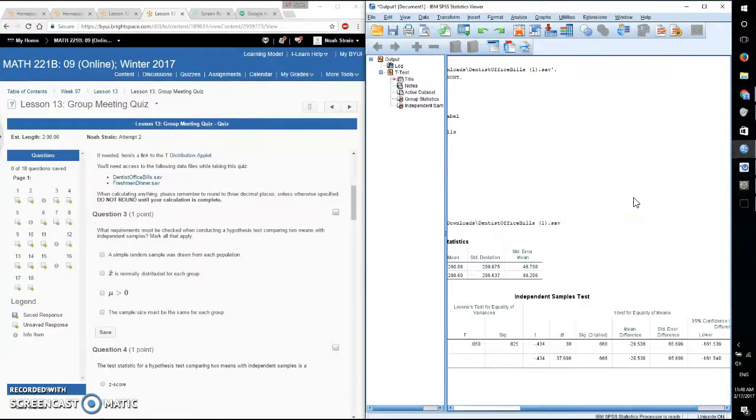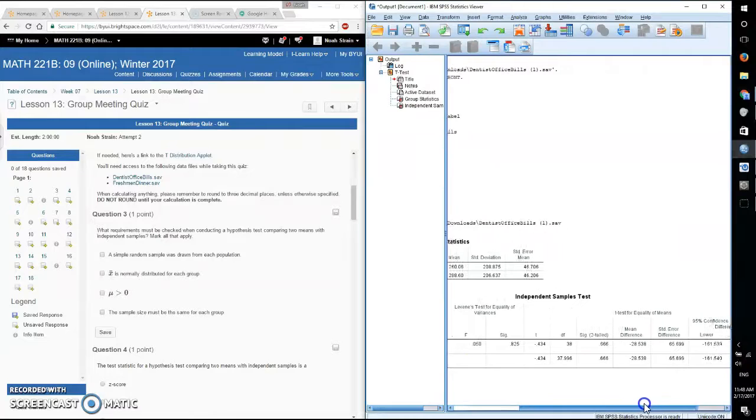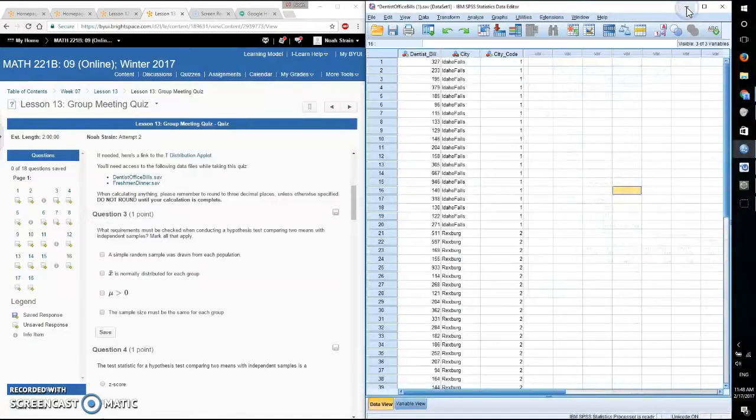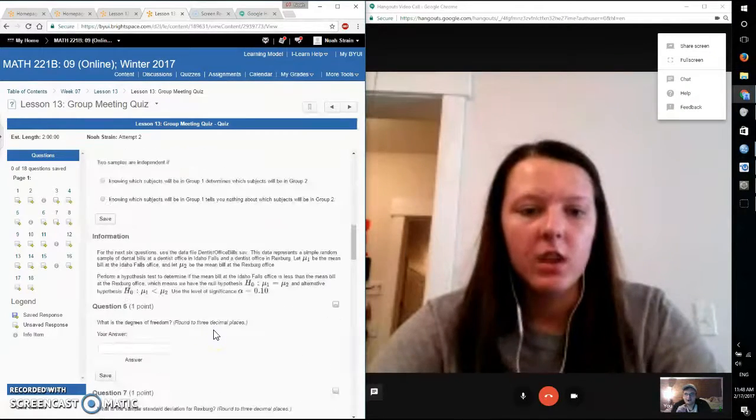Okay. And because our class always assumes that they're not equal because we run a null hypothesis, we always look at the bottom column. We don't look at the first row. Because the first one is equal variances assumed. Yeah, just the bottom one. Okay, so for the t-value, did you get negative 0.434? I did, yes. That helps a lot.